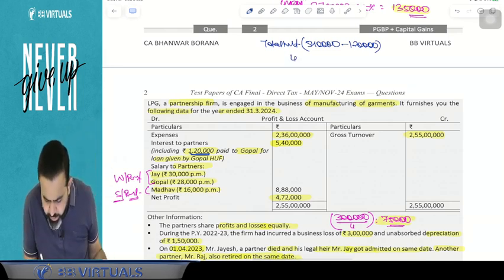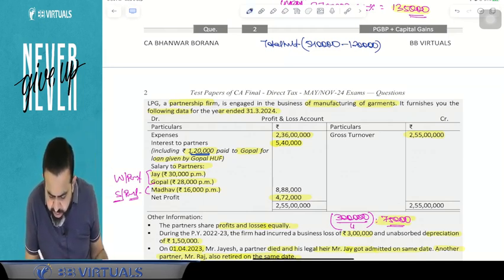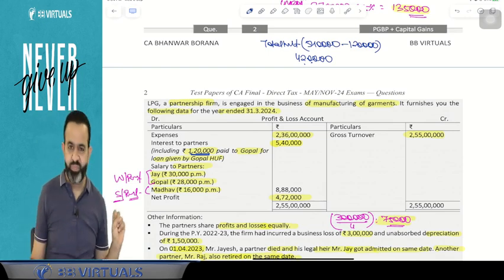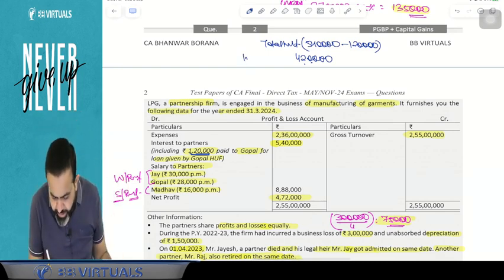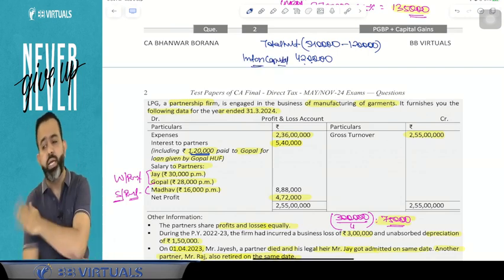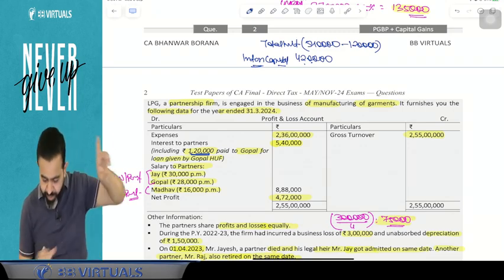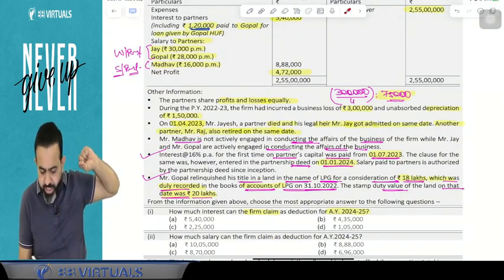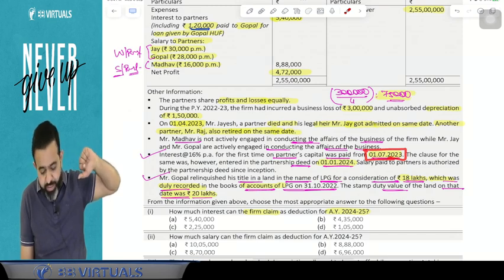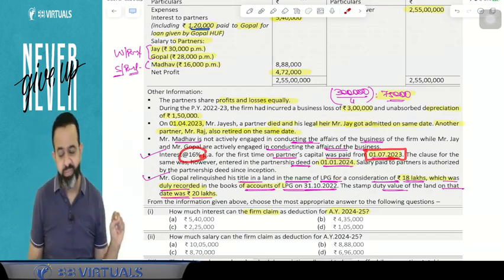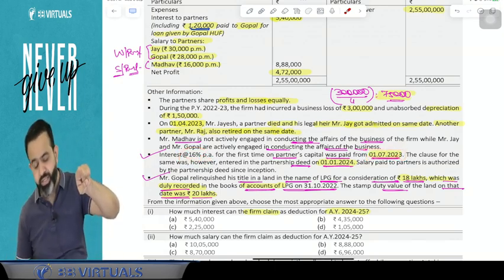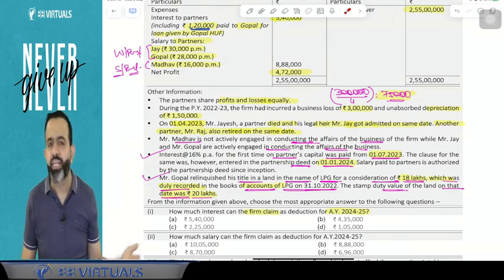4,20,000 is basically interest on capital. Now, my question to all of you: how do we calculate the capital? Because here they have provided the interest for 9 months. If you check this adjustment, they have mentioned that interest is paid from 1st July 2023, and the interest percentage is 16%. So here we have to reversely calculate the capital amount.